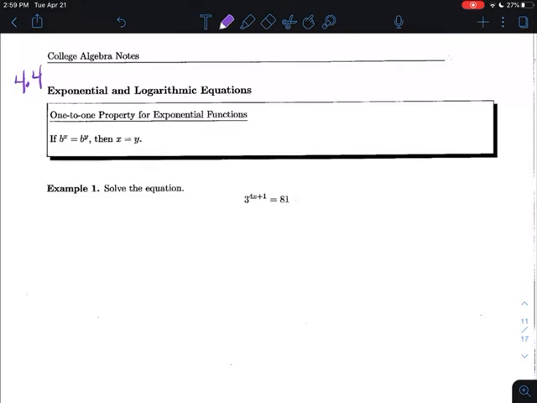Today we're going to be solving exponential and logarithmic equations. We touched on solving exponential equations when we first started the unit. We're going to use something that I call Equate the Bases.